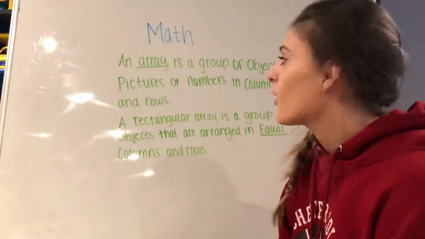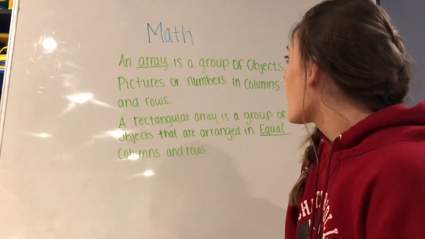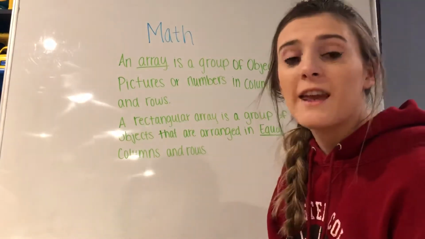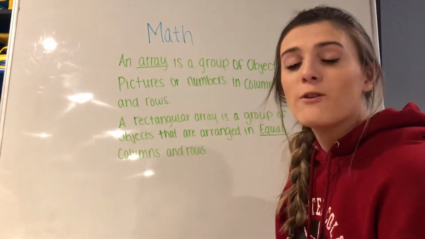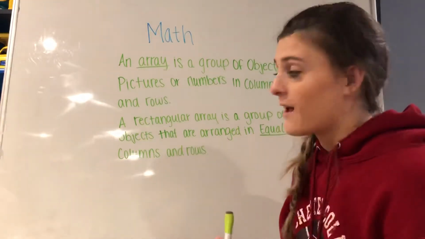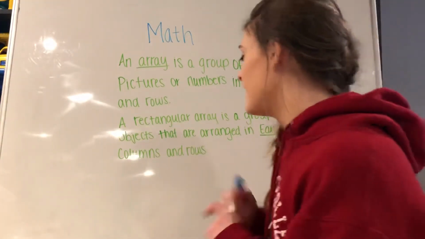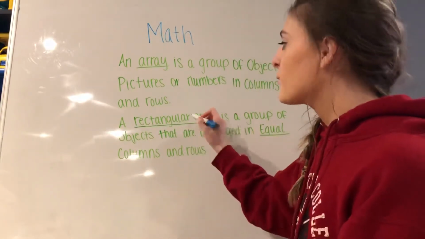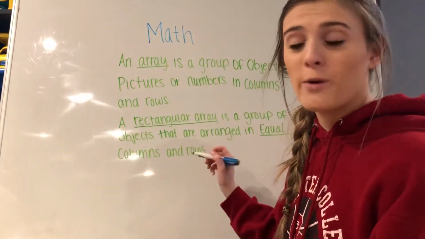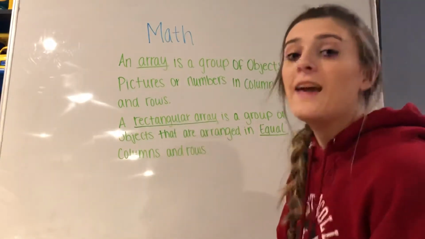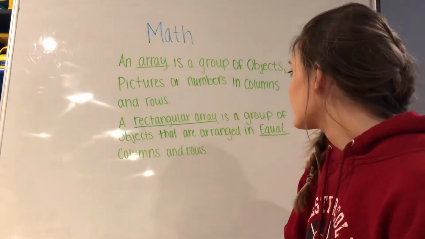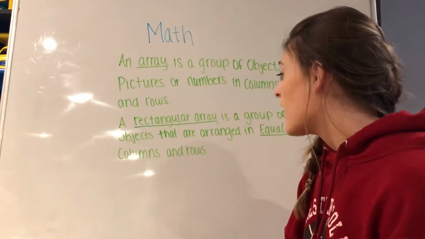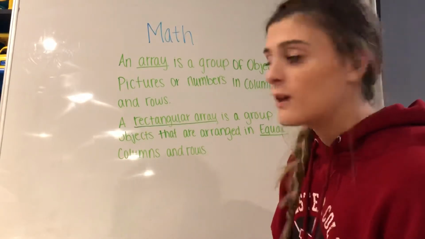And an array is a group of objects, pictures, or numbers that are in columns and in rows. And there's also going to be other arrays that are called rectangular arrays. And this is what we're going to hear. We're going to hear this fancy word more. We're going to hear rectangular array. And a rectangular array is a group of objects that are arranged in equal columns and rows.